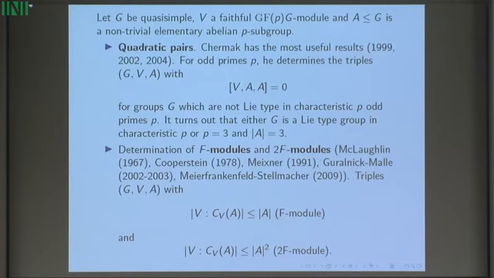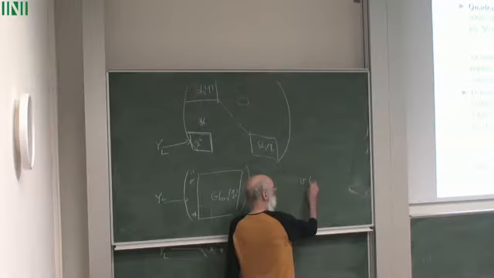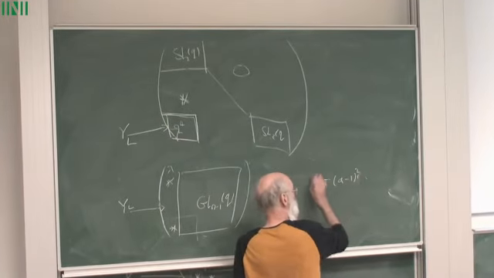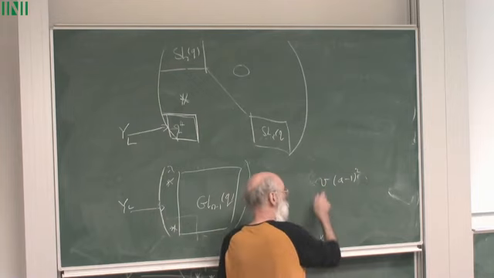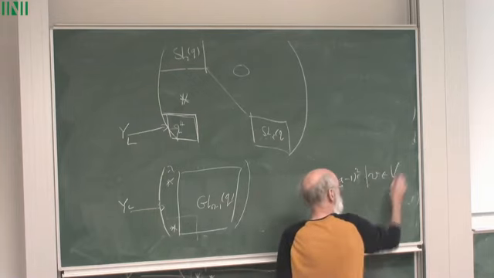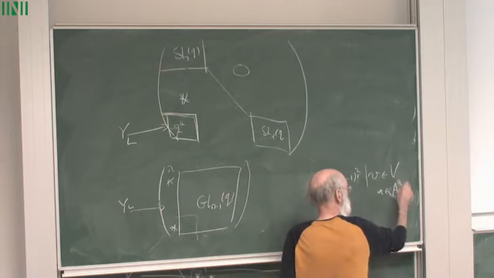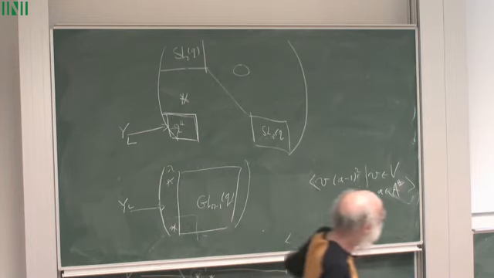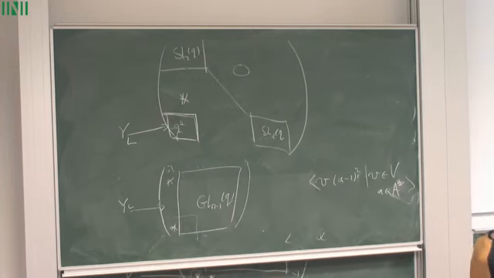So quadratic pairs are interesting. These are pairs where V has the property that when I take A and I take the commutator twice with it, so that would be like taking elements v(a minus 1) squared, taking the span of such things, I get 0.